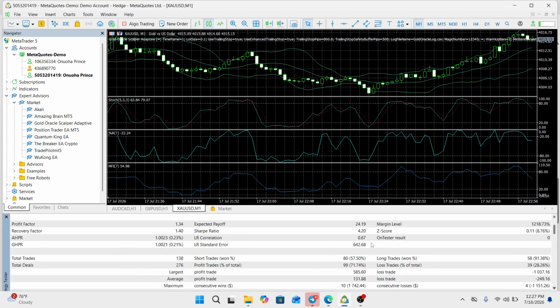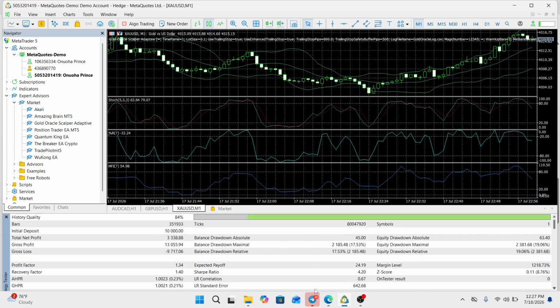using the recommended parameters by the developer. So for an initial deposit of $10,000, this is on the XAUUSD on the 1 minute time frame.